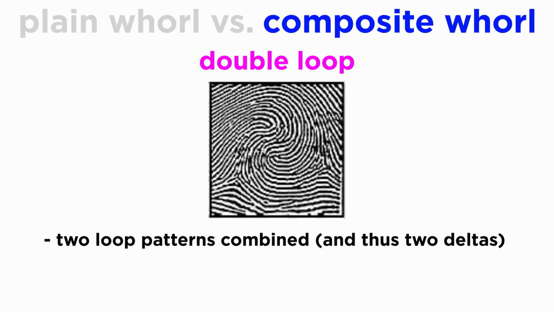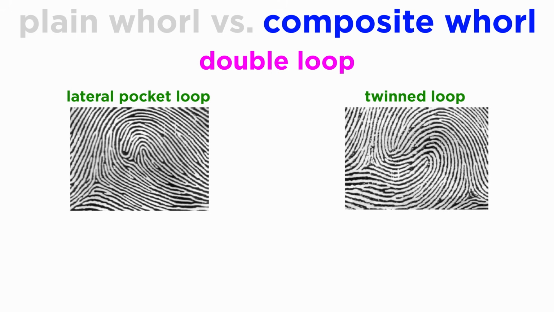As the name implies, it looks like a combination of two loop patterns in one fingerprint. One of the loop patterns may either flow into another loop or surround it. The only reason it is classified as a whorl and not a loop pattern is because it bears two delta points. Double loop patterns are further divided into two subtypes, a lateral pocket loop and a twinned loop. Let us look at these impressions side by side.